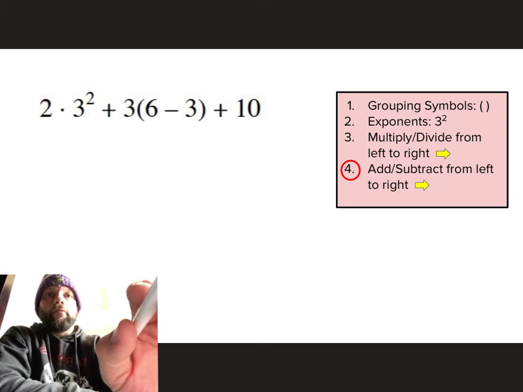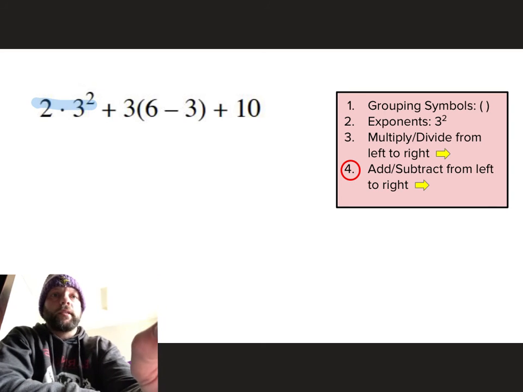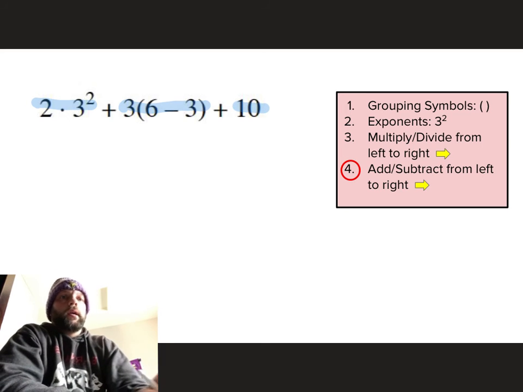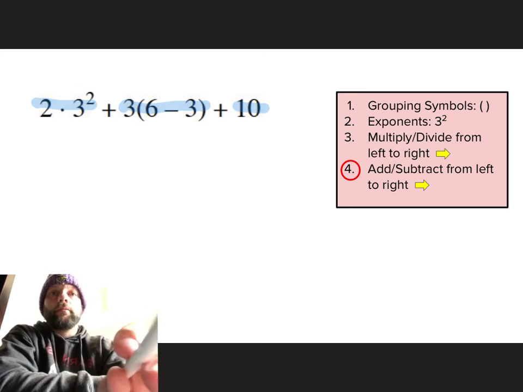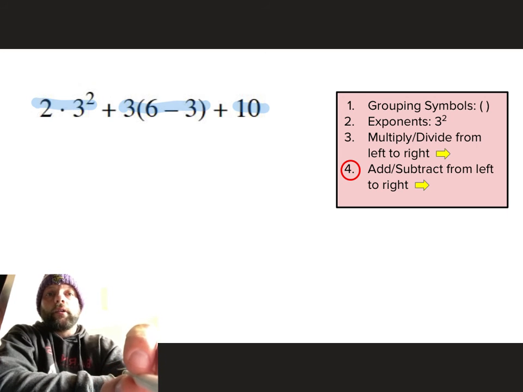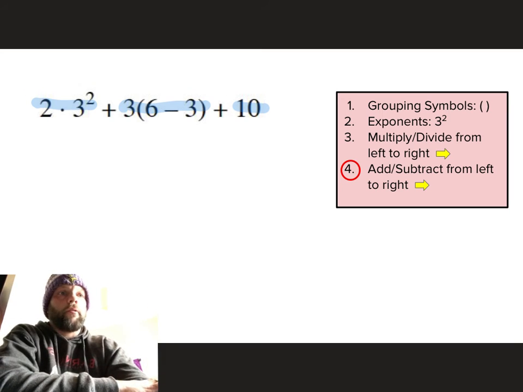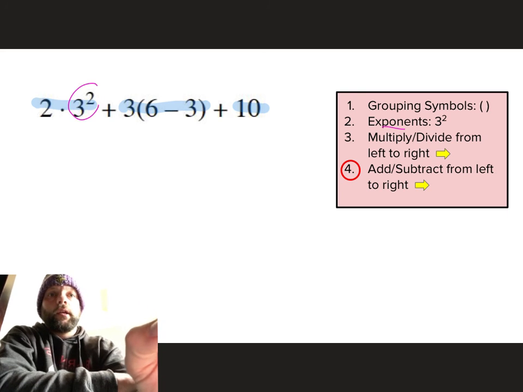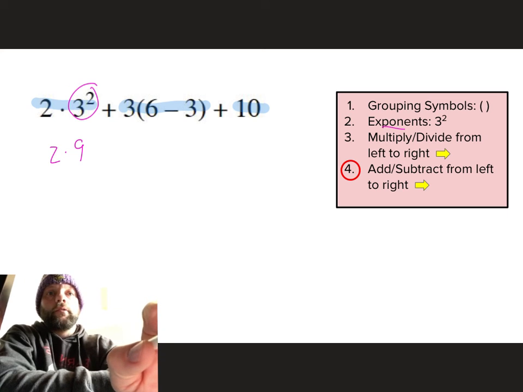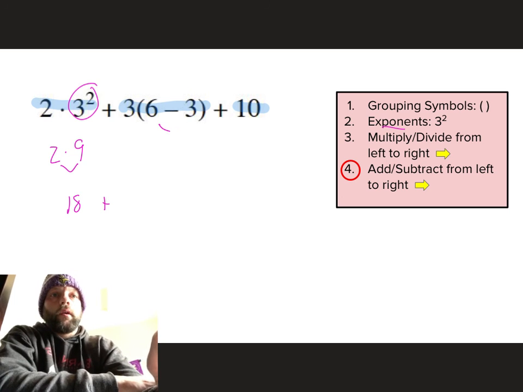All right, so my grouping, there's my first stop sign. I get to go through that stop sign because it's in parentheses, and so I have 3 terms in this problem. All right, let's start looking at our chunks that we're going to solve. So 2 times 3 to the second power, exponents comes first. So 3 to the second power is 3 times 3, which is 9. 2 times 9 is going to get me to 18. Okay, 6 minus 3 is going to be 3.